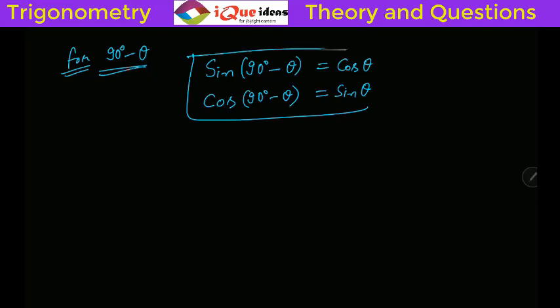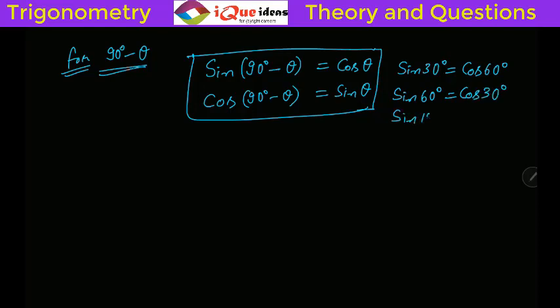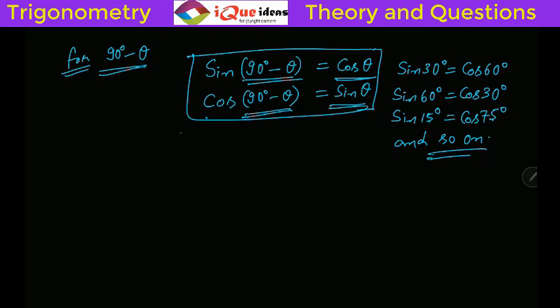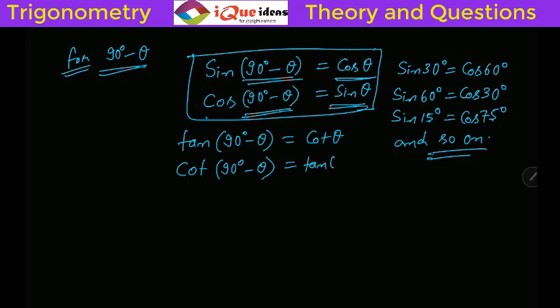That's exactly the reason for which we have seen that sine 30 degree is equal to cos 60 degree. Okay. Similarly, sine 60 degree is equal to cos 30 degree. We have also seen sine 15 degree equal to cos 75 degree, and so on. Right? That's precisely the reason, because the formula is sine 90 degree minus theta is equal to cos theta, and cos 90 degree minus theta is equal to sine theta. Okay. Similarly, tan 90 degree minus theta is equal to cot theta, and cot 90 degree minus theta is equal to tan theta. Okay.